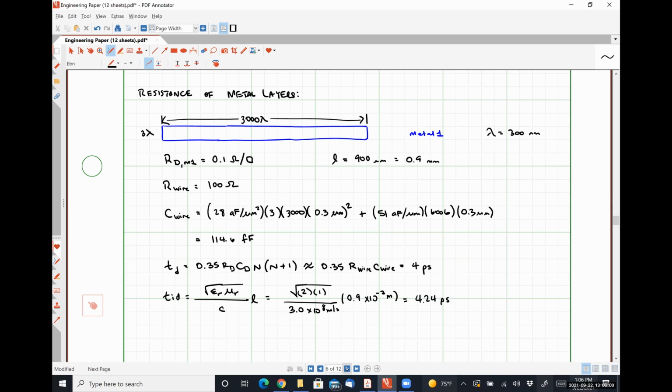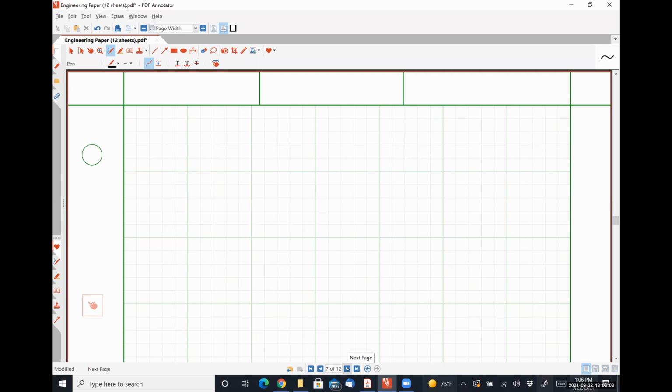So let's talk about current carrying limitations in a metal conductor.